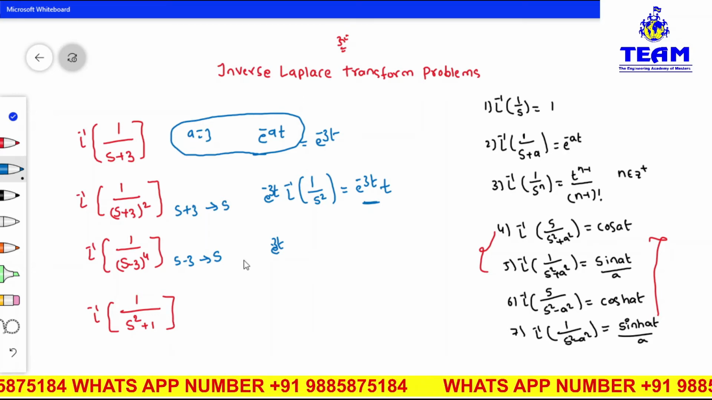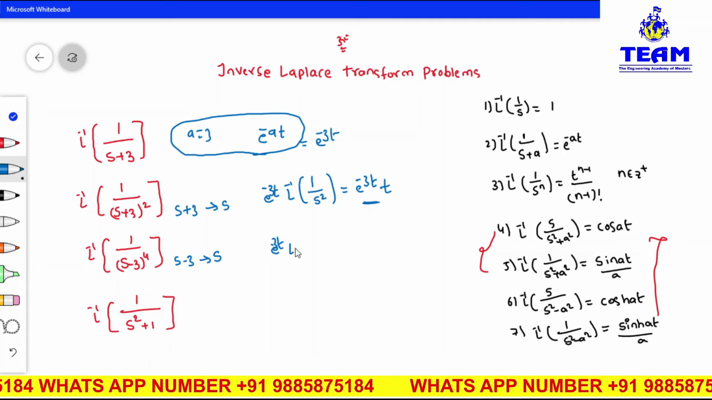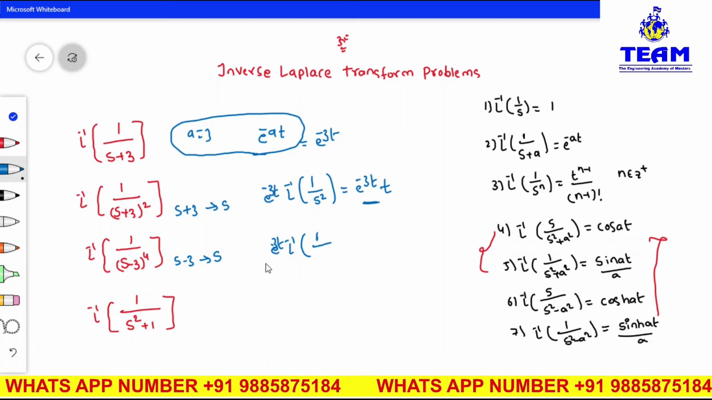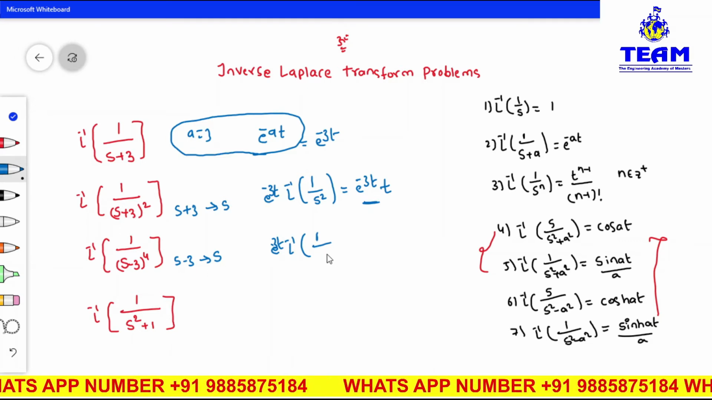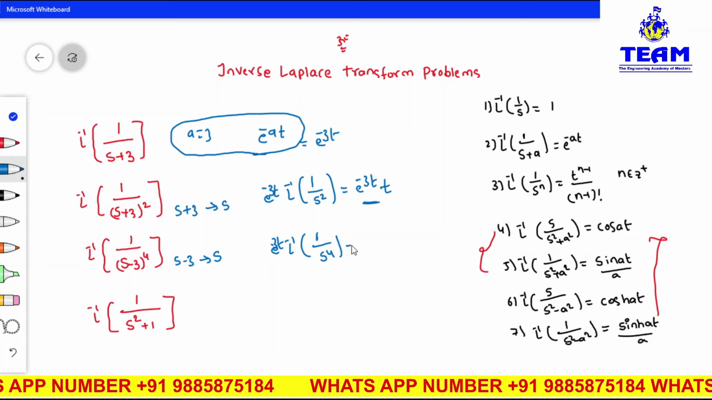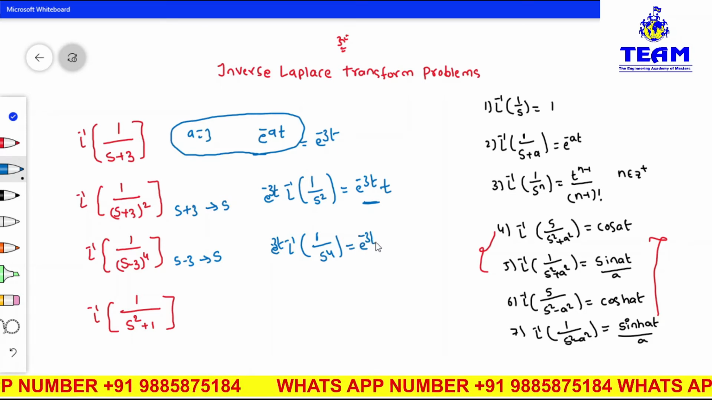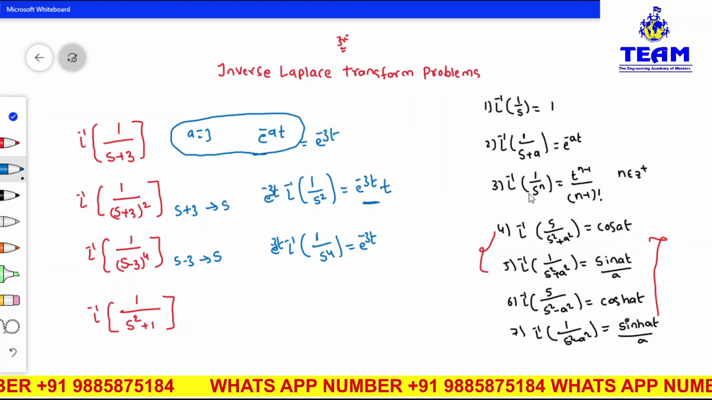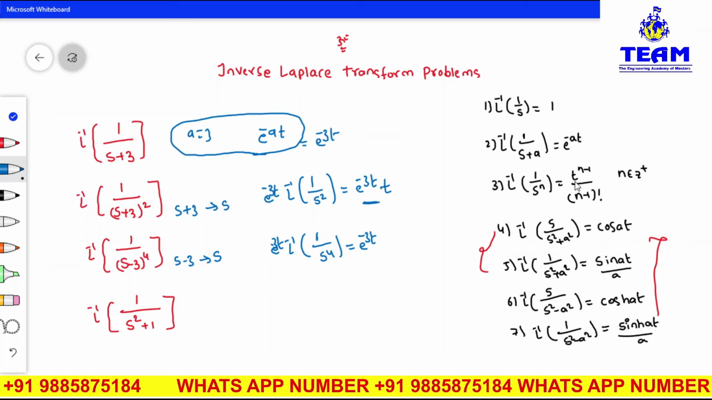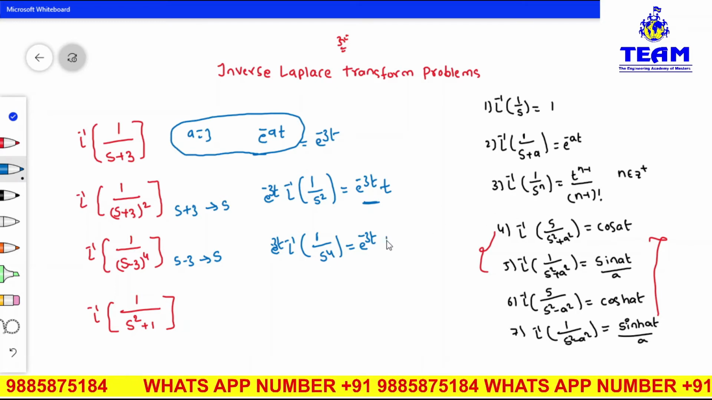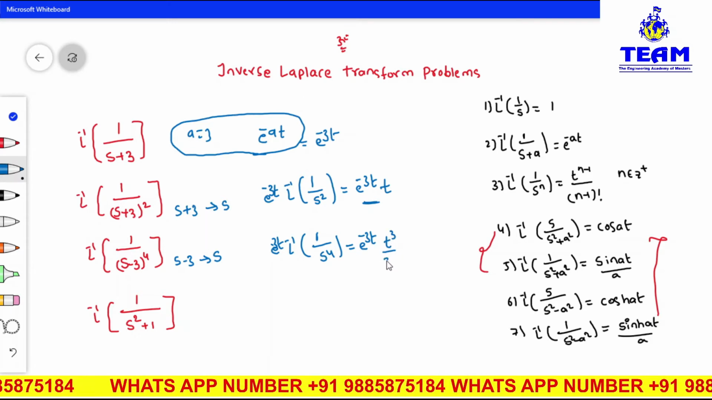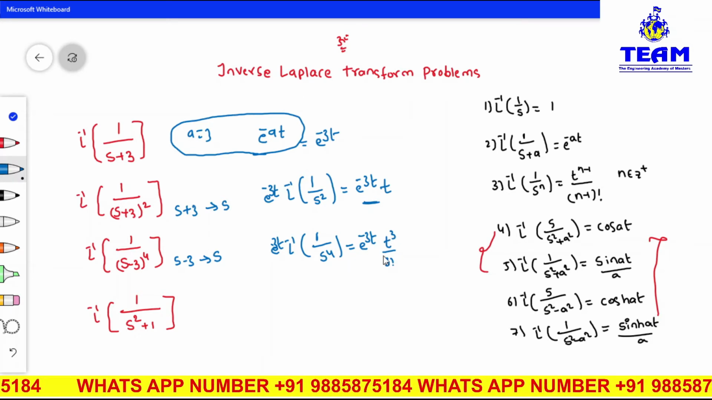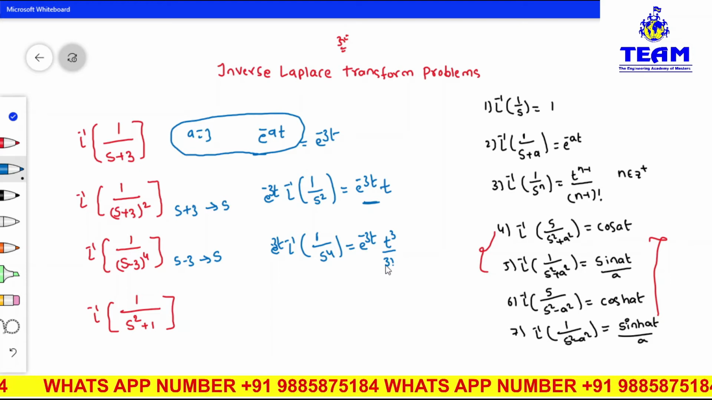So e power 3t into L inverse of 1 by, in place of s minus 3, what I have to write? s. So 1 by s power 4. This is equal to e power minus 3t into, now 1 by s power 4 is in the form of 1 by s power n. So what is n here you have? So t power n minus 1 means t cube, t cube by 3 factorial. Nothing but e power minus 3t into t cube by 6.